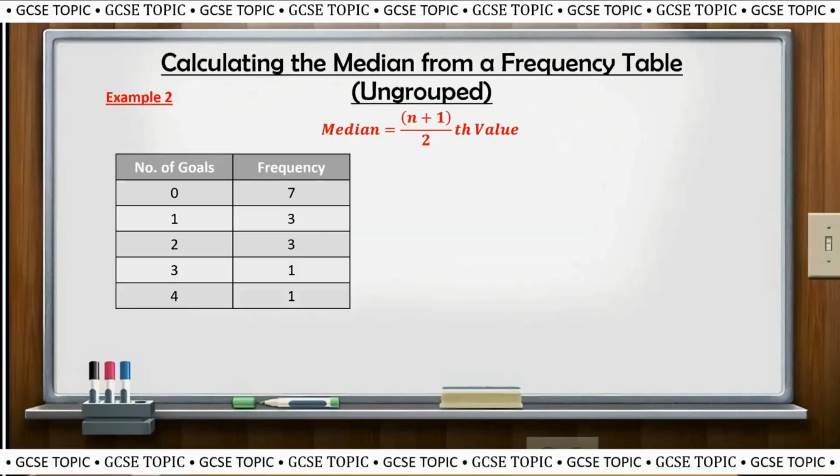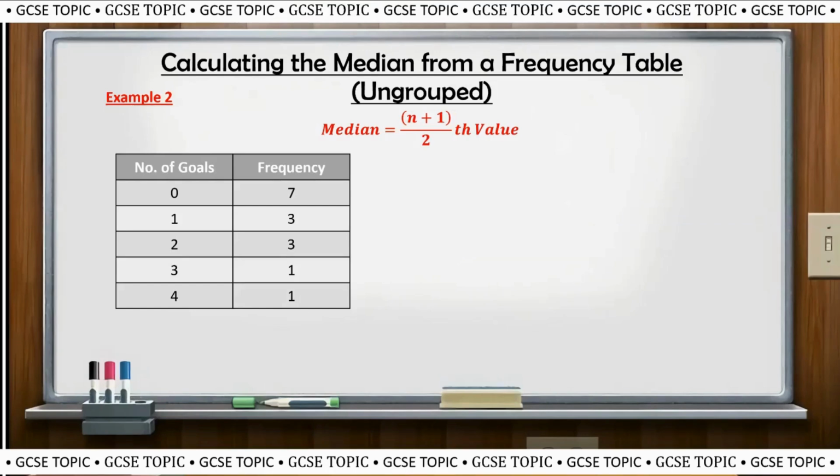Now moving on to example 2. In this example, you can see the subject in the question has changed, and we now want to work out the median number of goals scored. We can see 0 goals were scored on 7 occasions. 1 goal was scored on 3 occasions. 2 goals were also scored on 3 occasions. 3 goals were scored on 1 occasion, and 4 goals were also scored on 1 occasion.